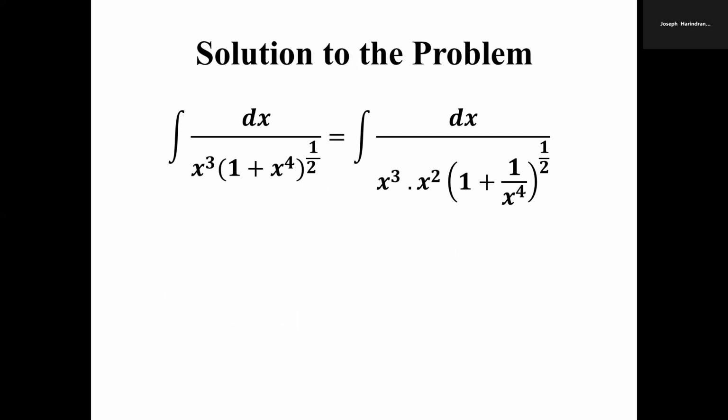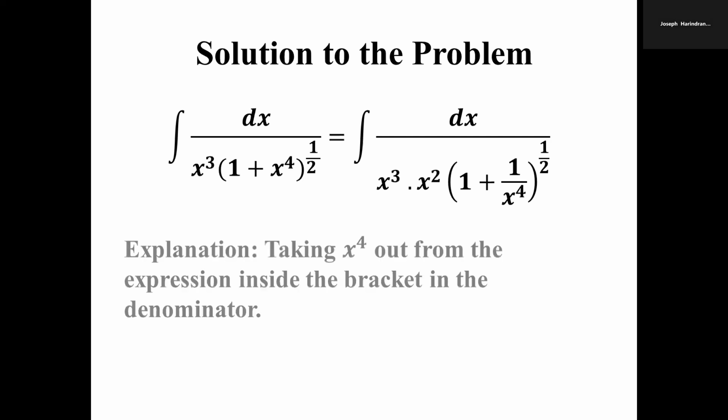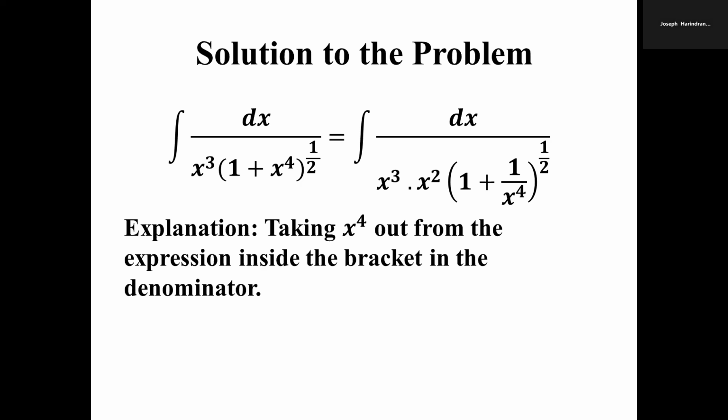We now take x power 4 out from the expression inside the bracket. Now, watch inside the bracket, there is x power 4. But at 1 plus 1 by x power 4, how did it come? We have taken x power 4 inside the square root, actually 1 by x power 4. So when we take x power 4 outside, it becomes x squared here, outside the bracket. And it is 1 by 1 plus x power 4 whole power half in the denominator.